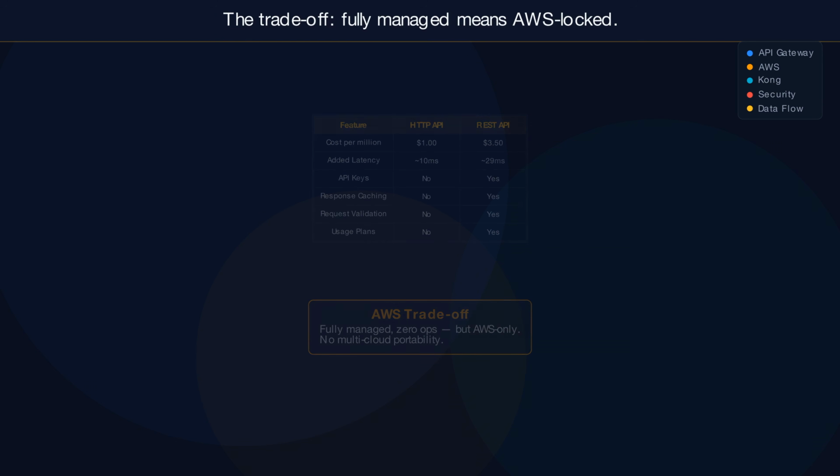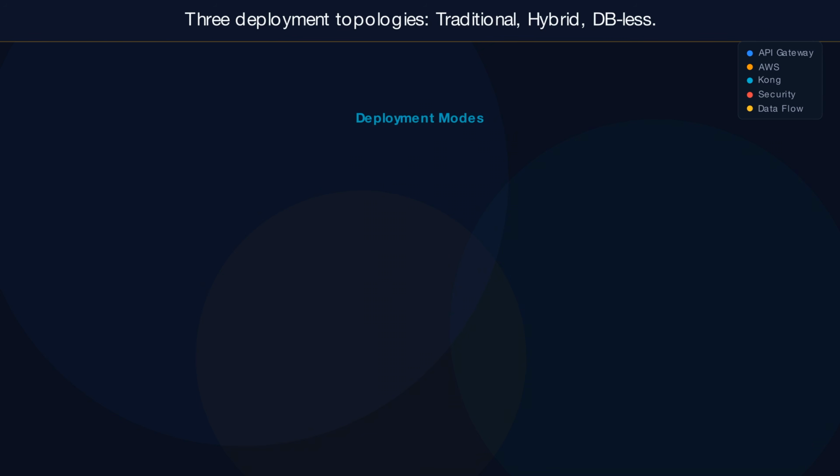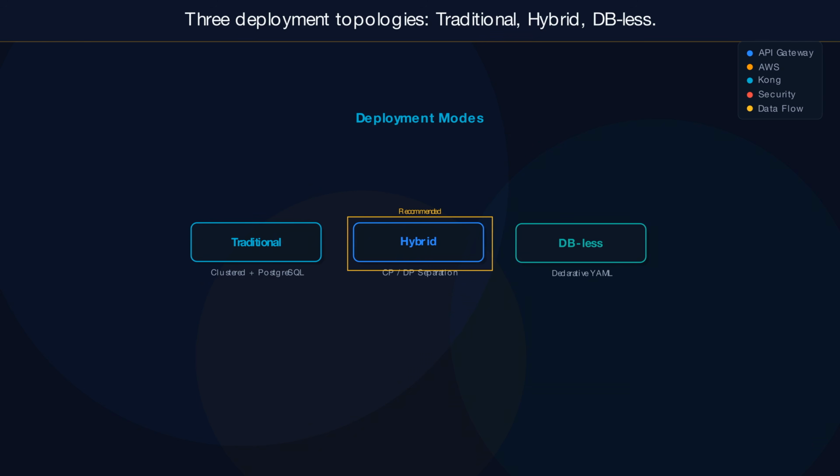Kong Gateway. Open source. Built on NGINX and OpenResty's LuaJIT runtime. Runs on any cloud, any Kubernetes cluster, bare metal, anywhere. 3 deployment modes. Traditional, clustered Kong nodes all connecting to a shared PostgreSQL database. Simple, but the database becomes a single point of failure.